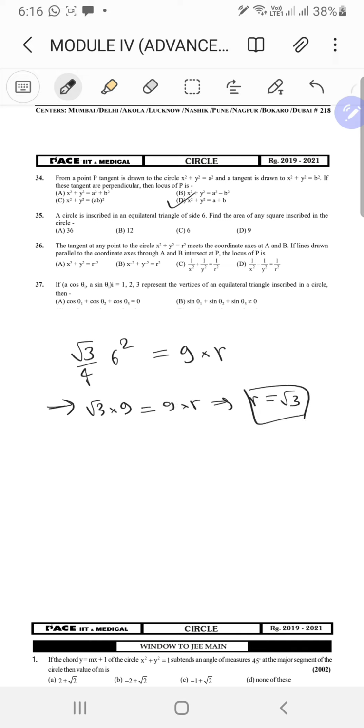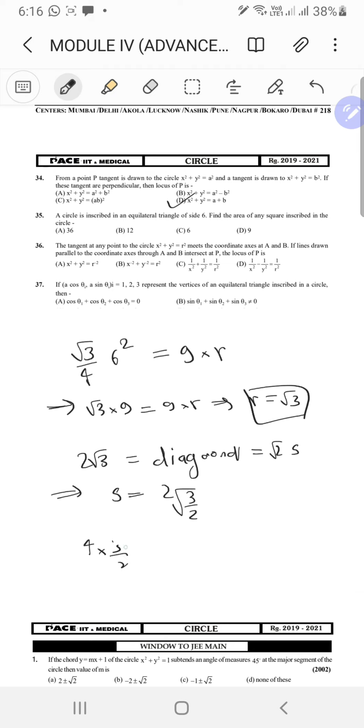Nice. Okay, next we have to find the area of any square inscribed in that circle. So the diameter of that circle, which is 2 square root 3, is the diagonal, isn't it? Which is also square root of 2 times the side of that square. So the side is 2 square root of 3 by square root of 2. Nice. So side squared is 4 into 3 by 2, which is 6. So 6 should be the area.